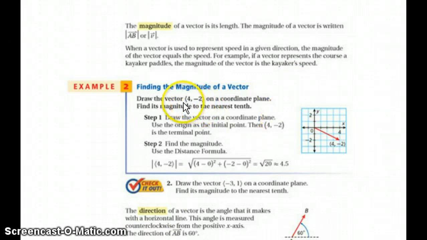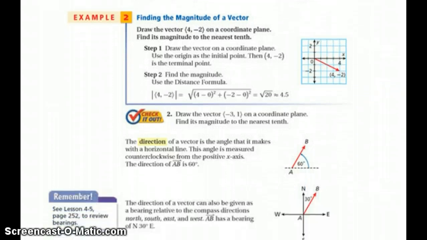If you are drawing a vector out 4 comma negative 2, what you can do is start the vector at the origin at 0, 0, and then go over 4 and down 2, and then to find the magnitude, you can use the distance formula. The distance formula was something that we've talked about before in the past, and if you take the square root of 20, you get 4.5. So what that is indicating is that the length of this vector right here is 4.5. And we've done some of that with different examples in the past. We're just talking about it now in terms of a vector.